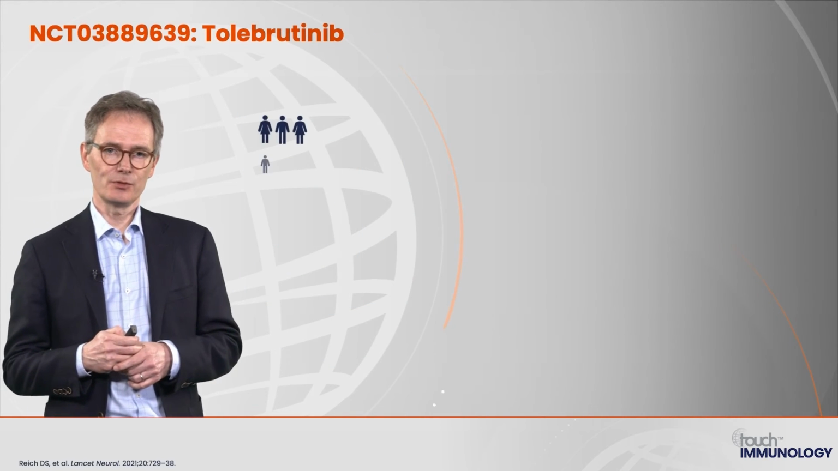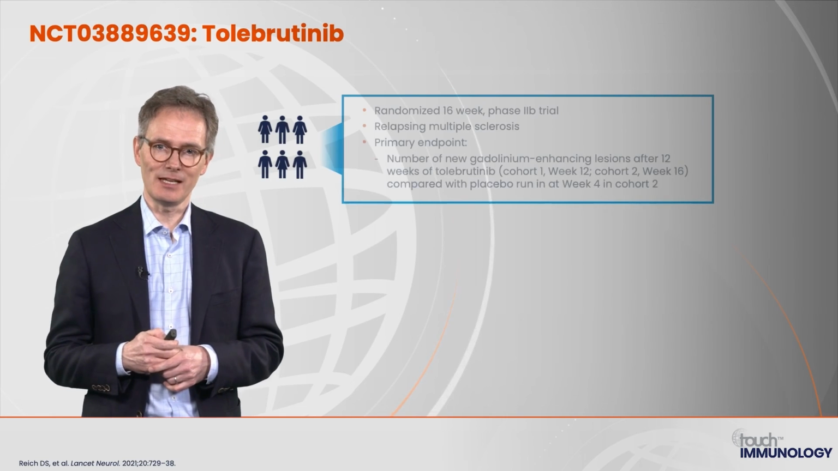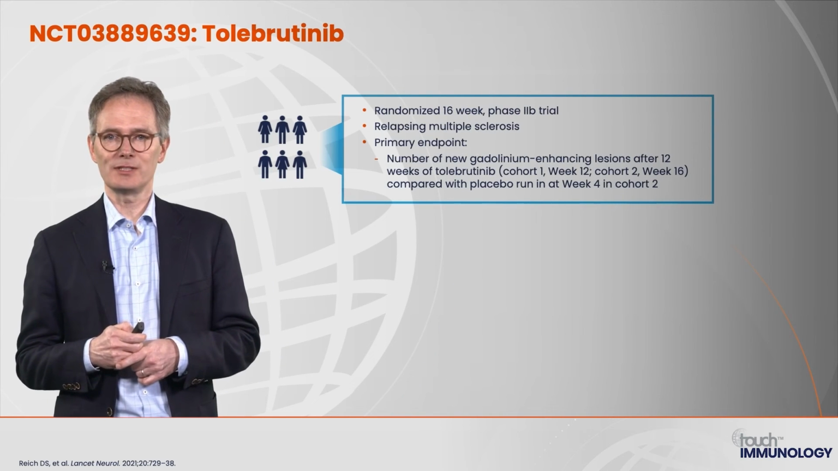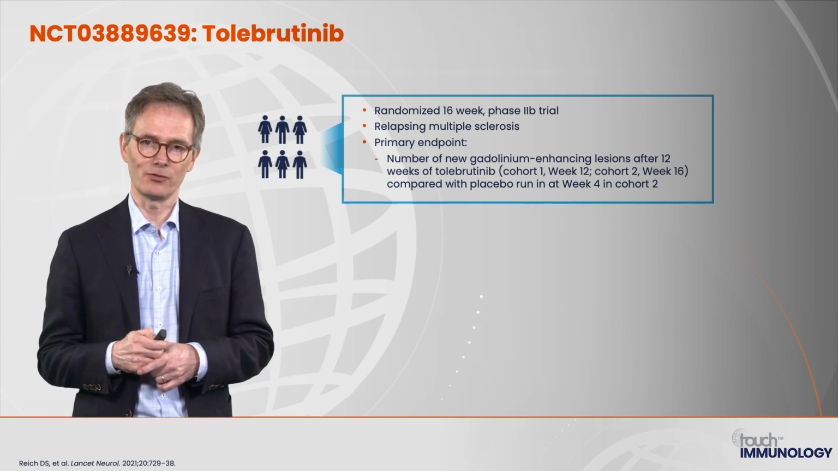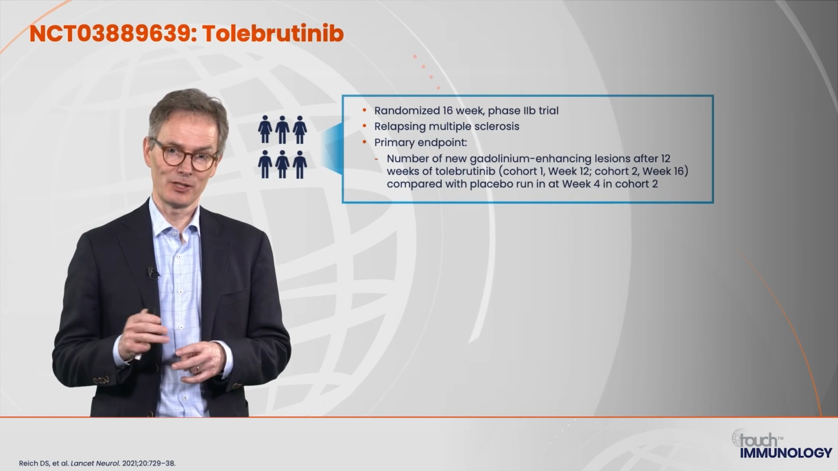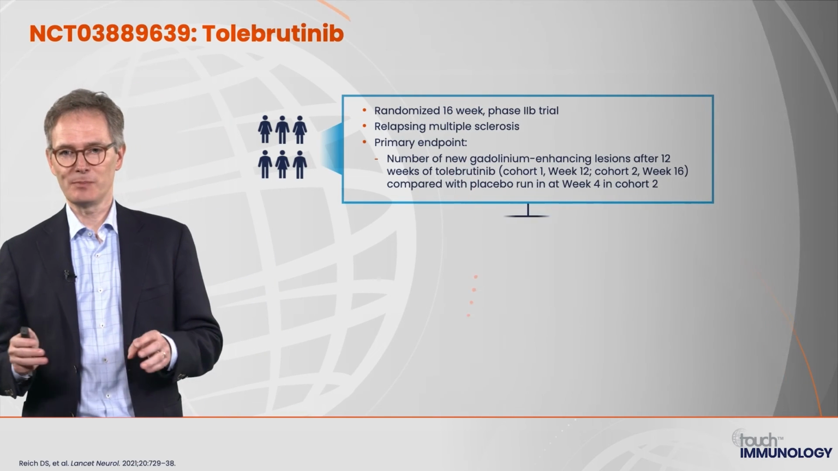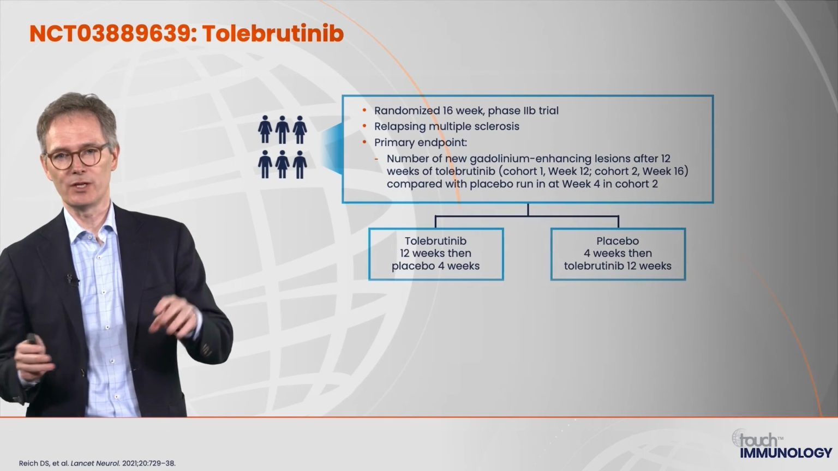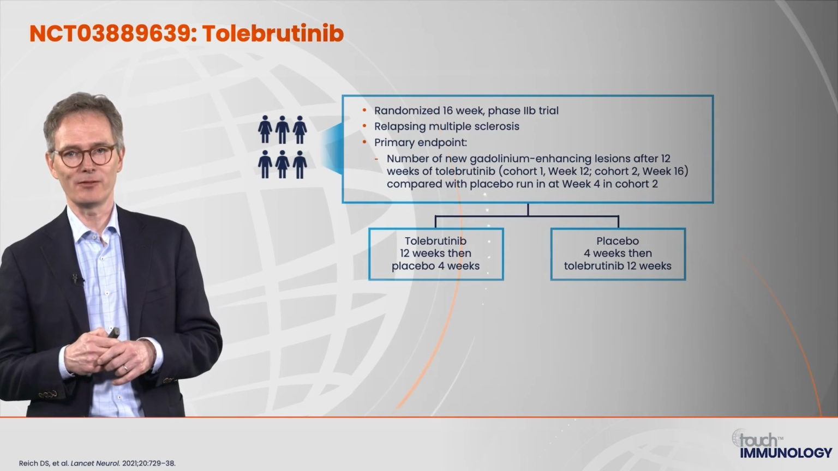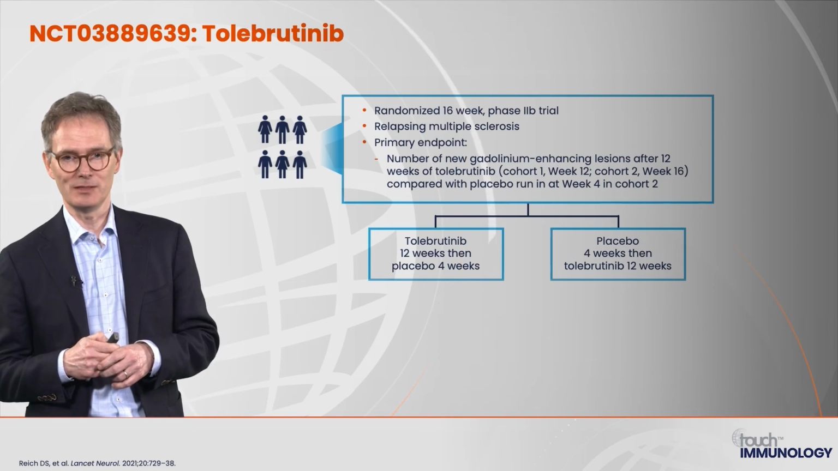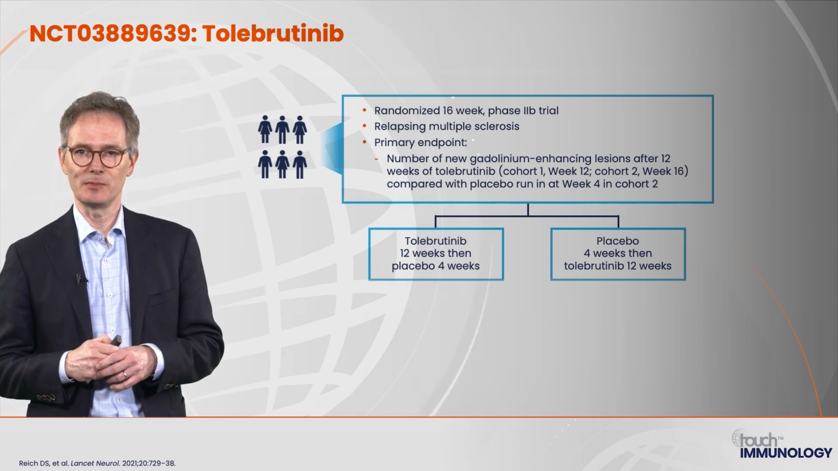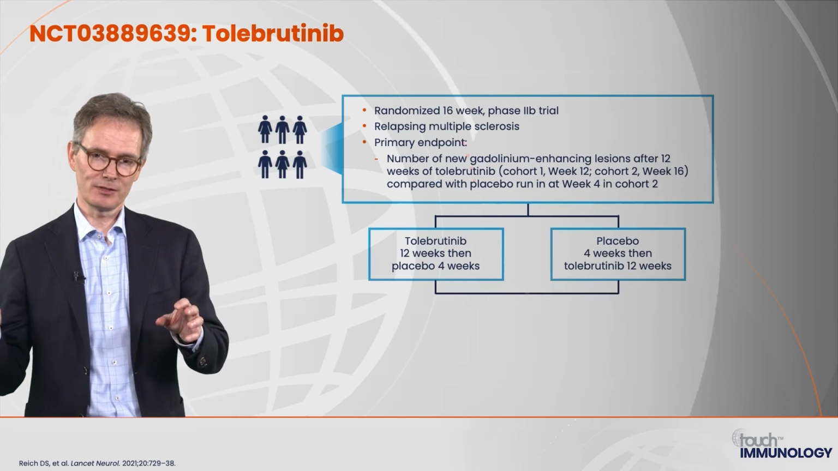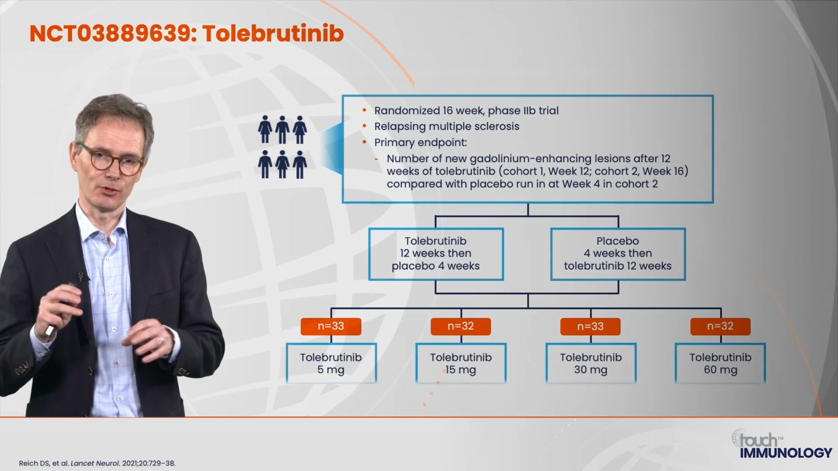The second drug I want to introduce is tolebrutinib, another BTK inhibitor. This drug was tested in a phase 2b trial that lasted only 16 weeks, so even shorter than the trial I showed before, and it has a very specific or peculiar trial design. So first, patients were randomized in 2 cohorts. Cohort 1, patients received tolebrutinib for 12 weeks, which was followed then by 4 weeks of placebo treatment. In cohort 2, patients received first 4 weeks of placebo treatment and then received 12 weeks of the real treatment, tolebrutinib.